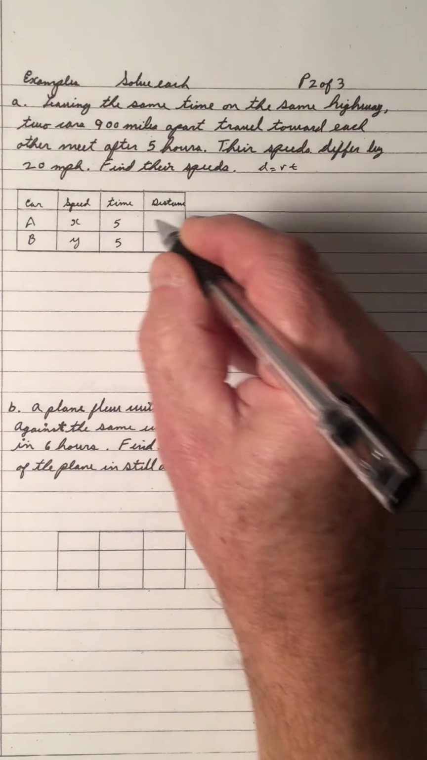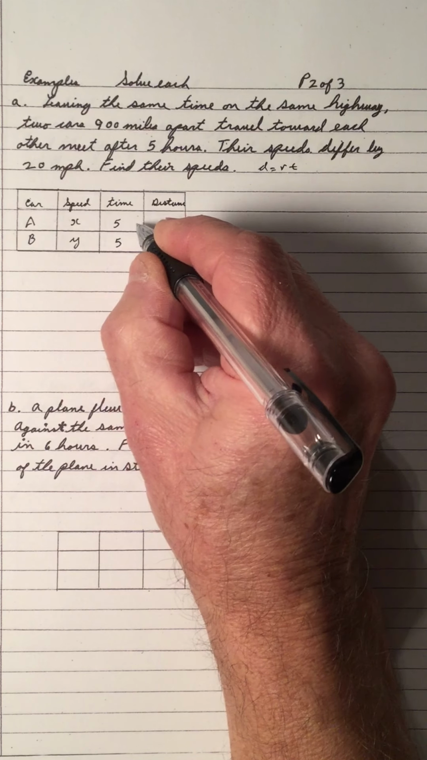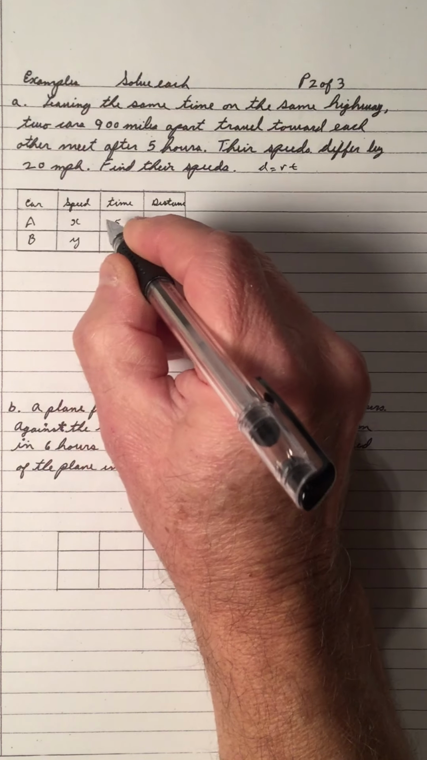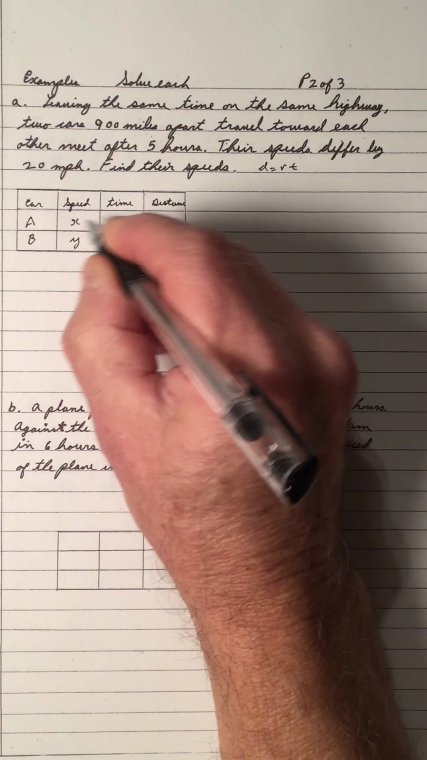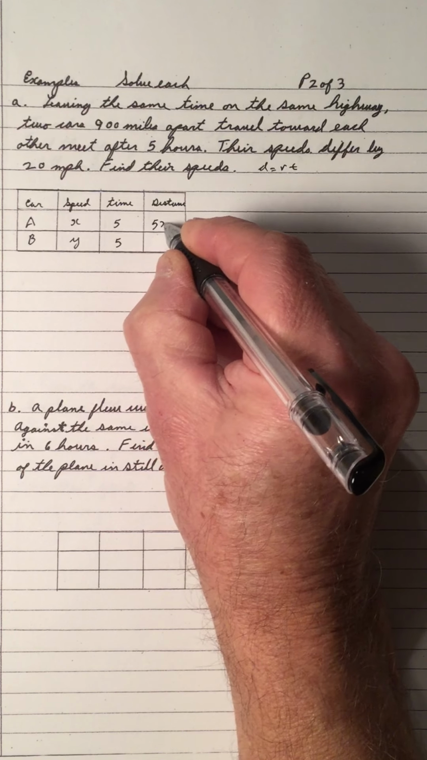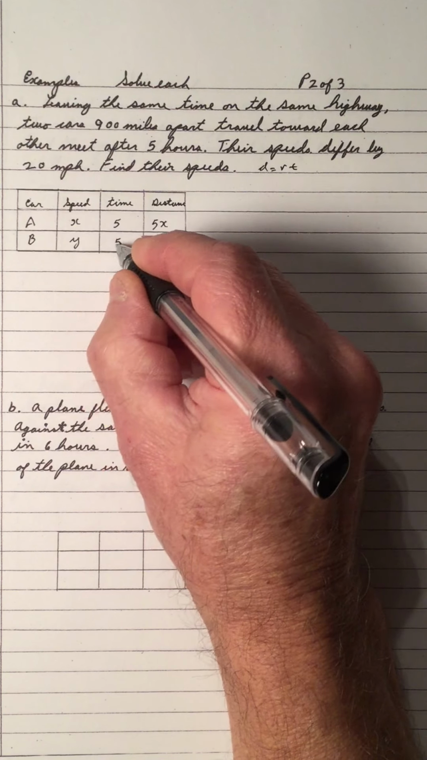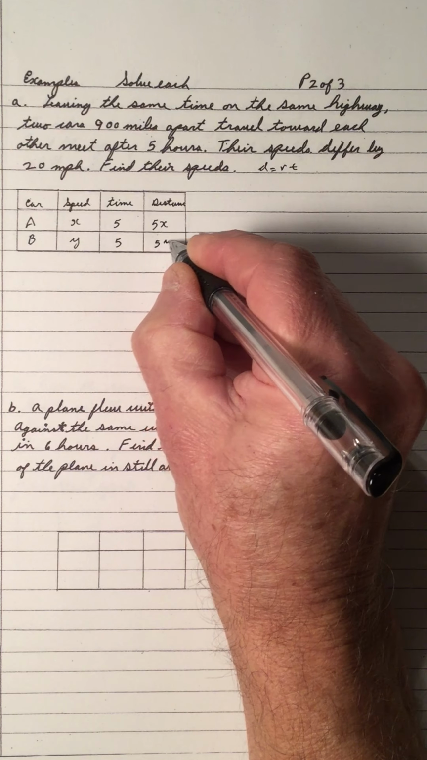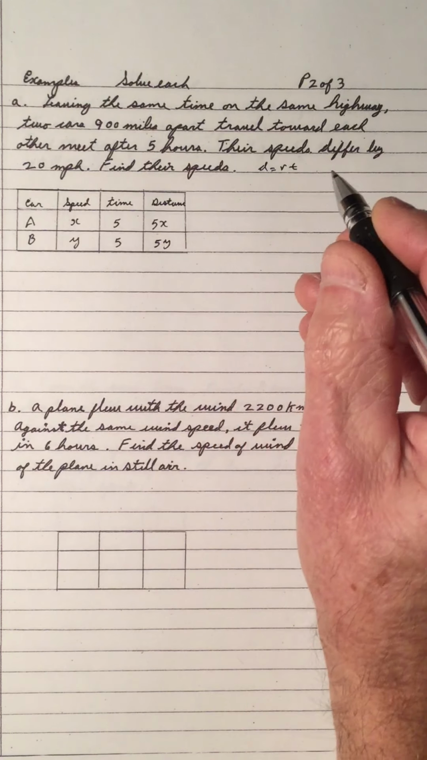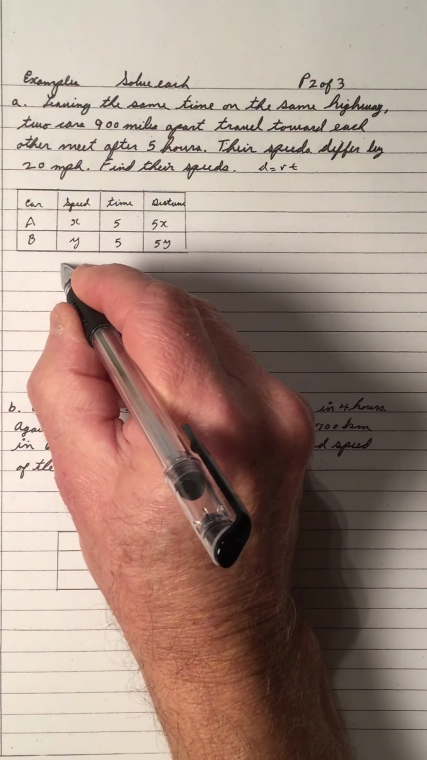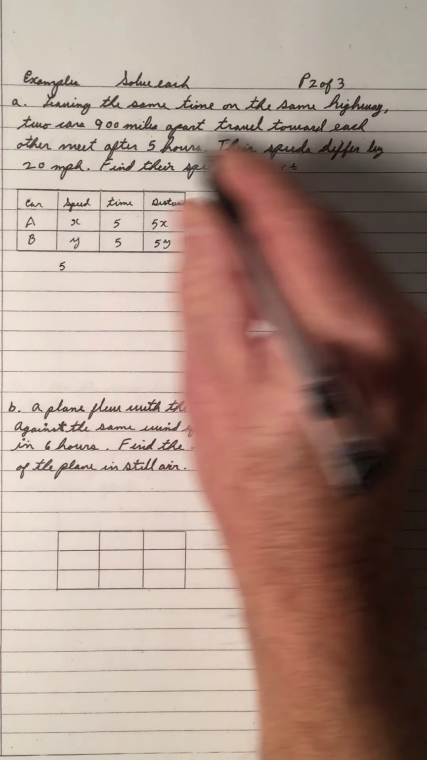So now let's get the distance. So the distance of car A is rate times time, or time is 5x, because x times 5 is 5x. Rate times time is y times 5 is 5y. So as a result, one equation could be the distance traveled.